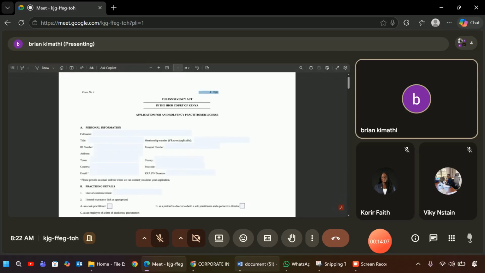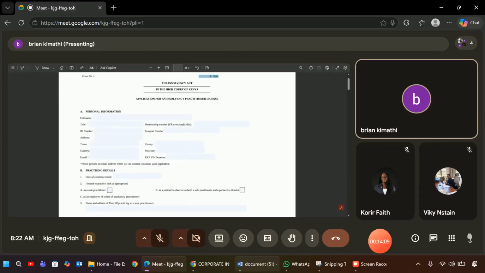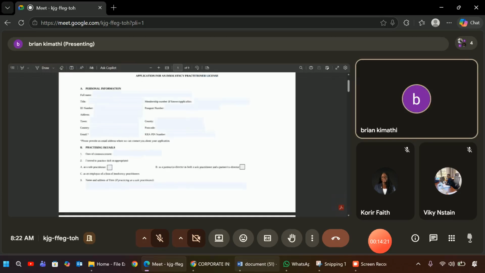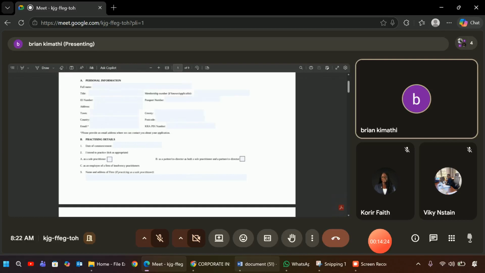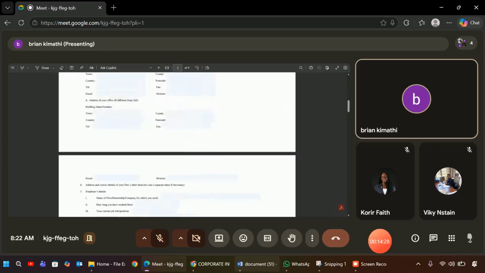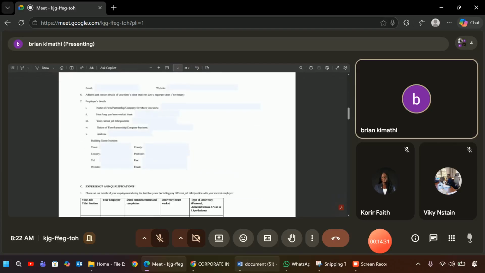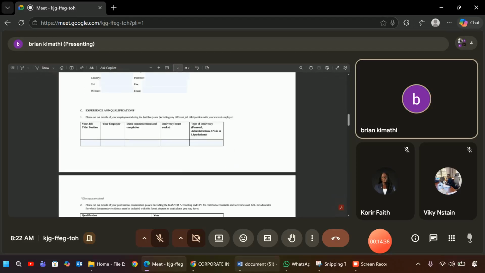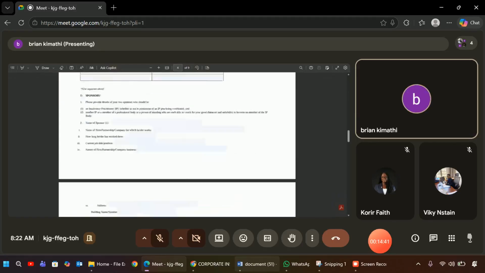Okay, wacha tupitie tu hii very fast. So una apply for insolvency practitioner license, and you should know that there are only 26 registered insolvency practitioners in Kenya. 26 only. Personal information, full name, etc, practicing details. Then unakuja tu kujaza these forms. Unajaza address of your office, what kind of your firm is, name of firm, partnership company for which you work, blah blah blah, whatever, your job descriptions, you do mambo mingi.